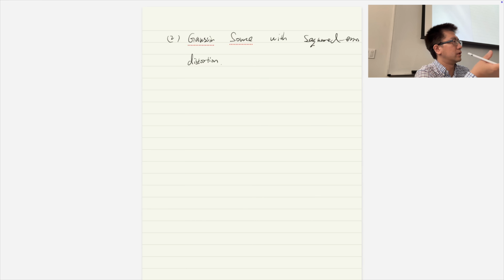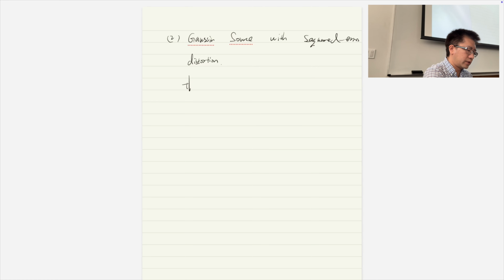Let's see another very important case, which is the Gaussian sources with squared error distortion. So far we assume the discrete memoryless source, but we can show the same thing for the continuous source as well. So these are just continuous.